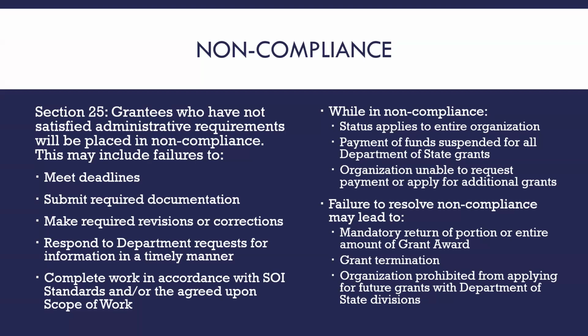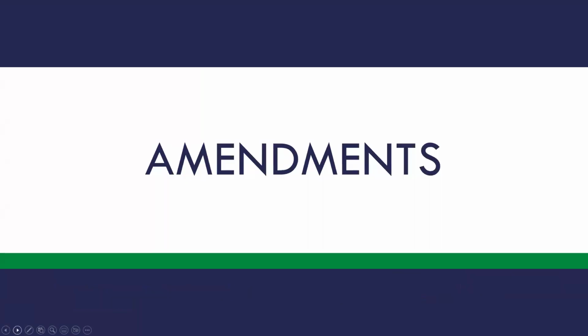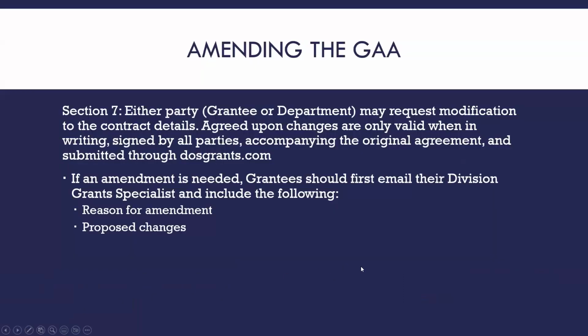If you don't resolve your non-compliance, you might be required to return some or all of the grant award. We might terminate the grant, and your organization might be prohibited from applying for future grants with the Department of State. And that isn't going to happen to anyone because you all are going to turn everything on time and you're going to answer our emails and you're going to be good communicators. I know it. Based on how quickly everyone called me and emailed me when I told them that they had an award.